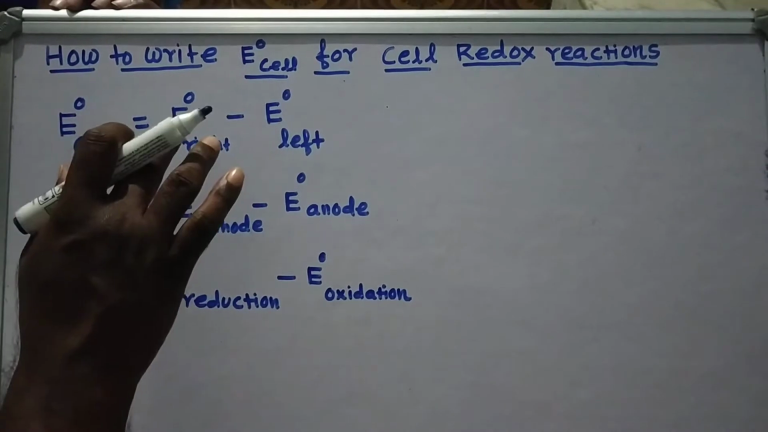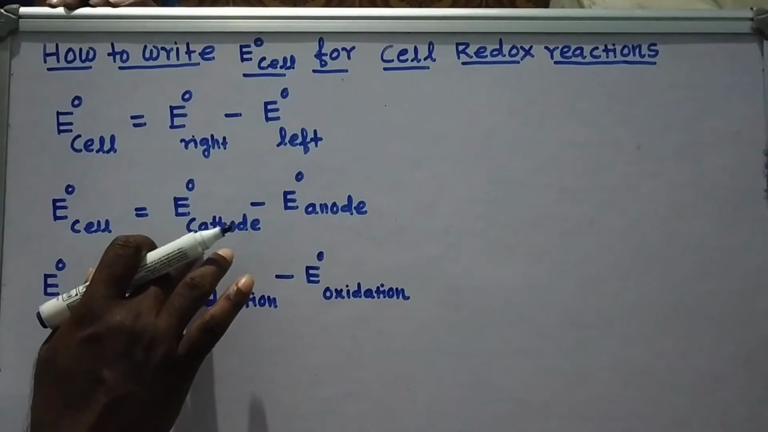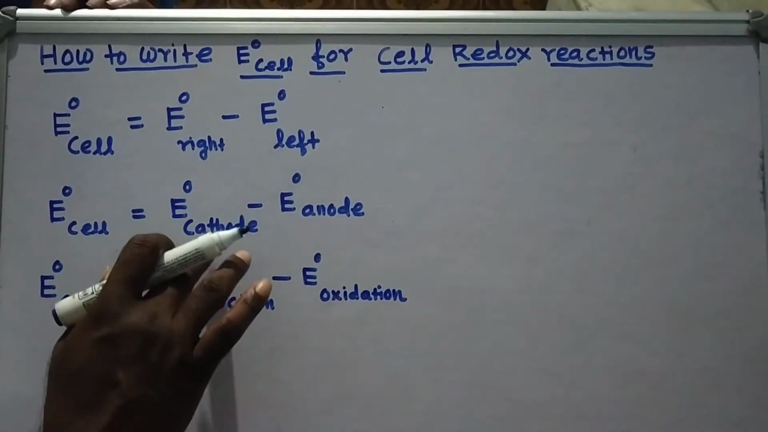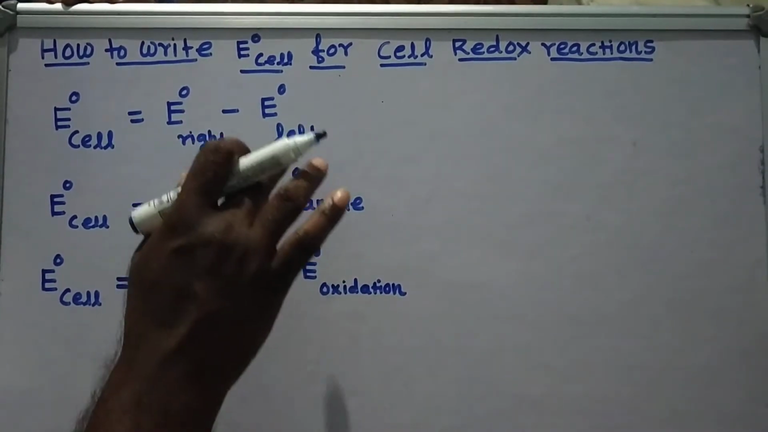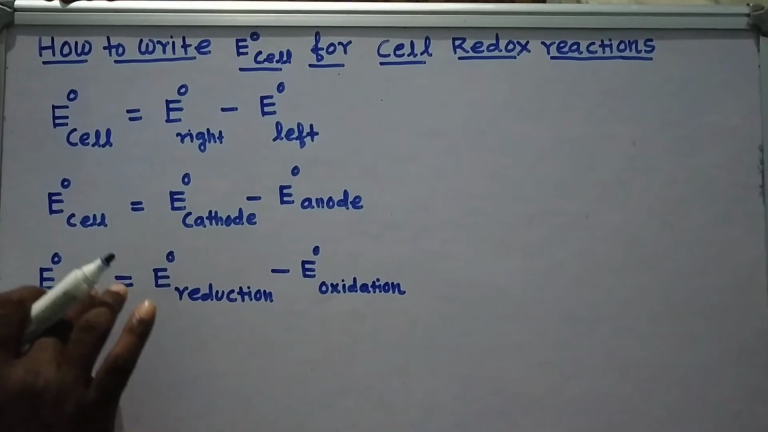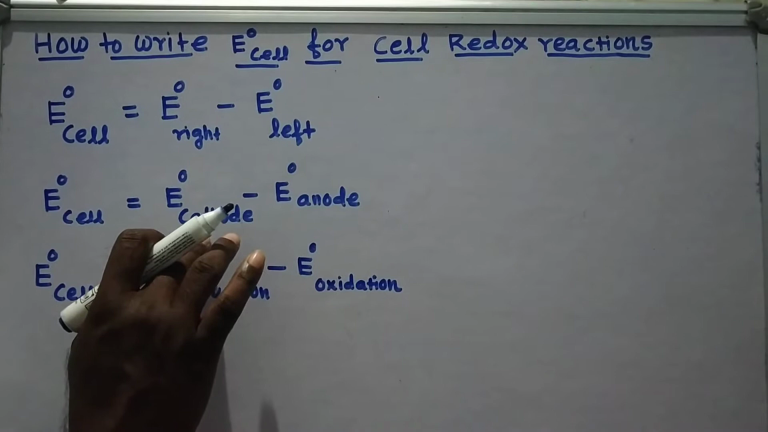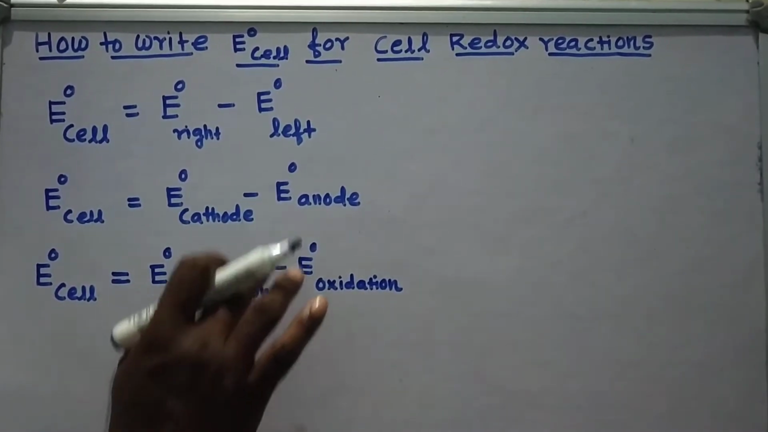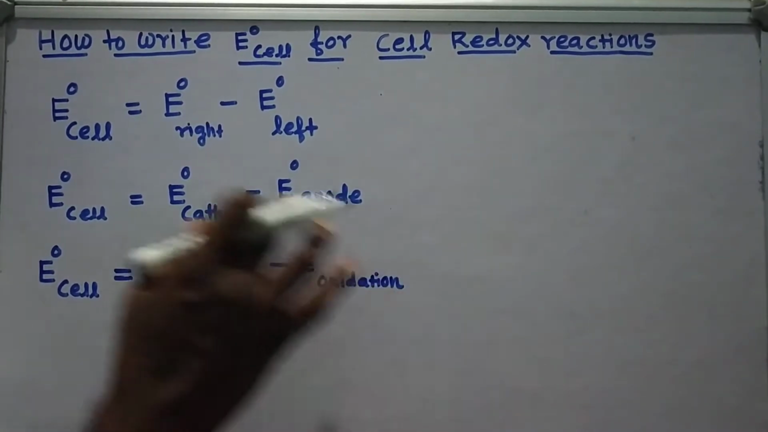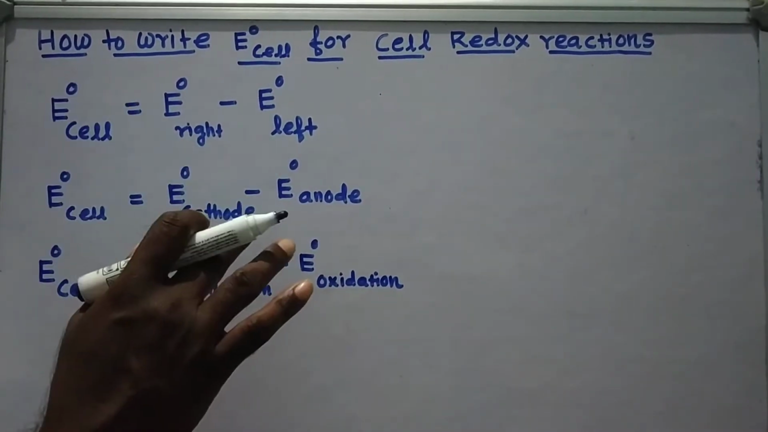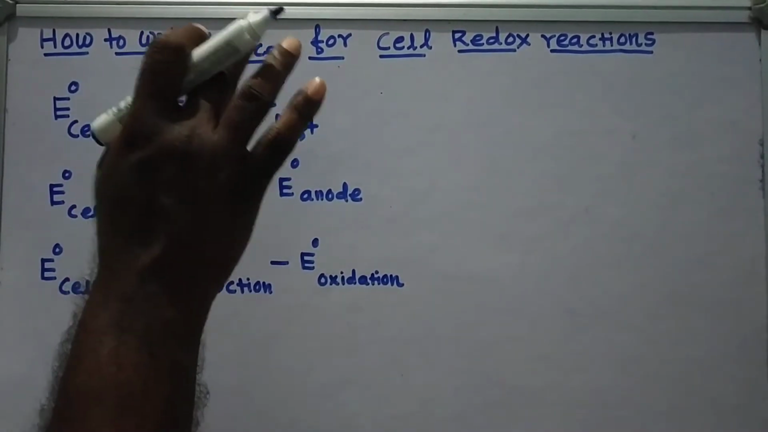It's well known that in a cell, the cell that is written on the right hand side is the cathode. It's equal to E naught of the cathode. Then the cell that is written on the left hand side is the anode. Then E naught cell is equal to E naught of the cathode minus E naught of the anode, where in the cathode reduction takes place, while in the case of the anode oxidation takes place. So by using these equations, how do we write the E naught of the cell for different cell redox reactions?